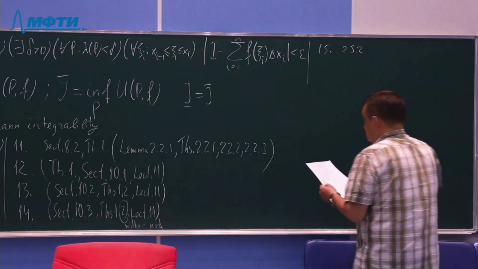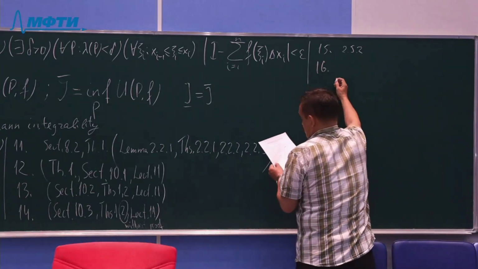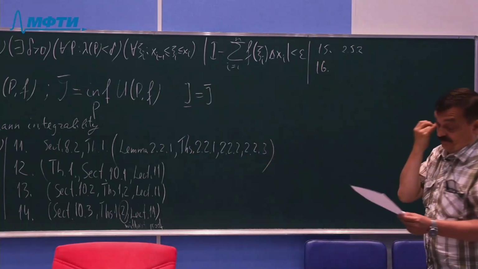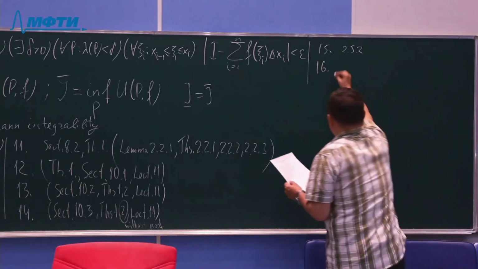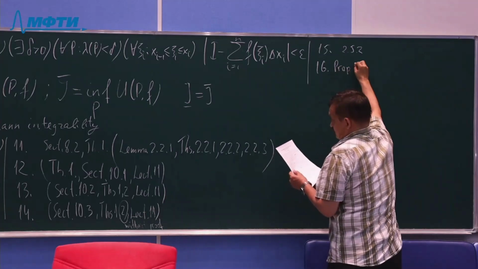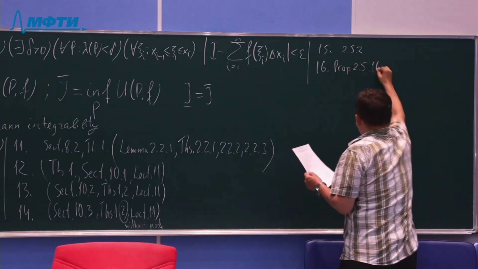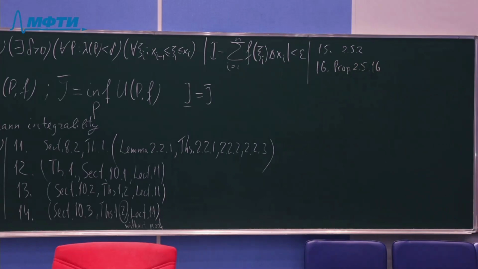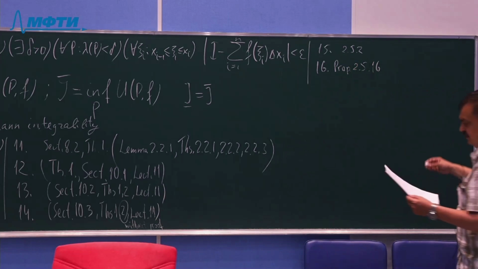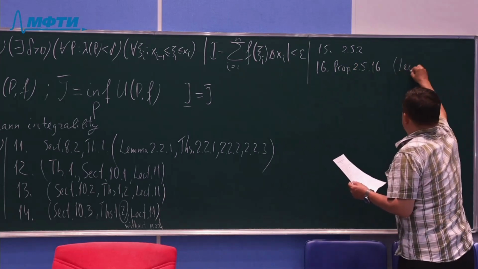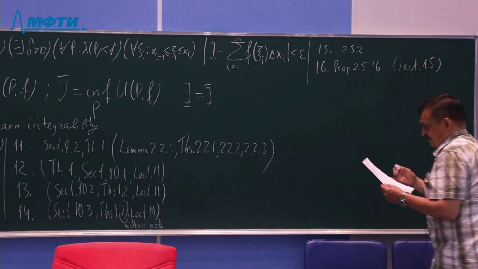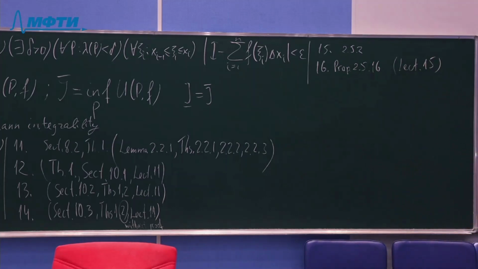Yeah, question 16. Abel-Dirichlet test for convergence of an improper integral. That is proposition 2.5.16. But the second part, I think, is given without details in your lecture notes. So I recommend here also to watch lecture 15, where I gave more details for the second part.